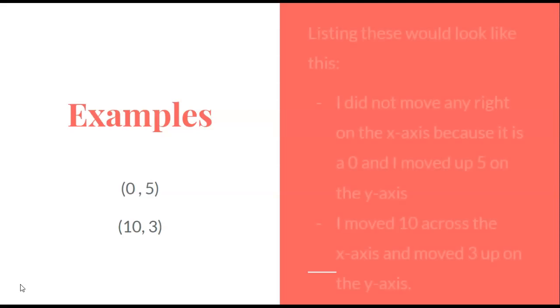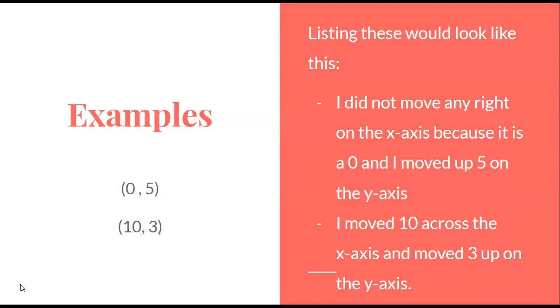If we were listing, it might look something like this. On the first one for 0, 5, you'd say, I did not move any right on the x-axis because it's a 0, so you just stayed at the origin, and I moved up 5 on the y-axis. You could have also said I stayed at the origin because the x is 0, so you didn't move any, and you just moved up 5. So 2 different ways to say that. Then the next one, 10, 3, you might say I moved 10 across the x-axis and moved 3 up on the y-axis. And again, we're always moving right for 5th grade because we're only in positive numbers.